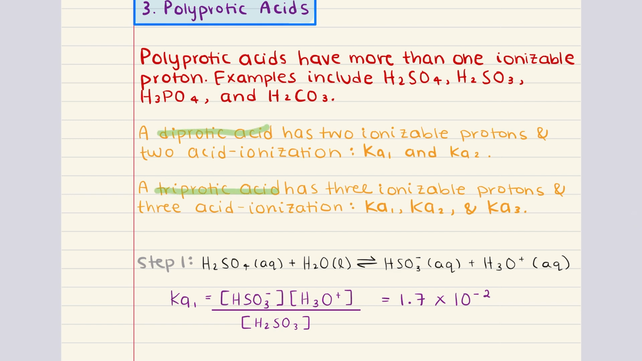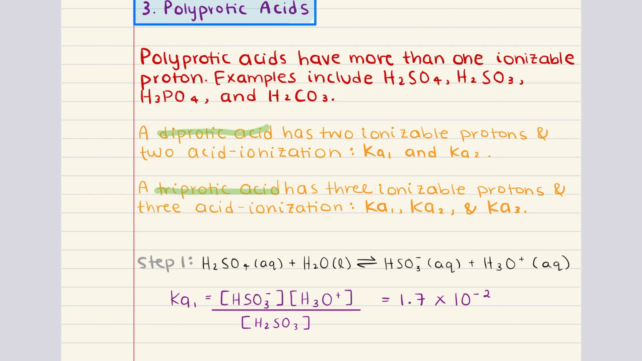Diprotic acids have two ionizable protons, so they can undergo two ionization steps, each with its own dissociation constant, a Ka1 value and a Ka2 value. Triprotic acids have 3 ionizable protons, and so they undergo 3 ionization steps, and each step has its own dissociation constant, Ka1, Ka2, and Ka3.